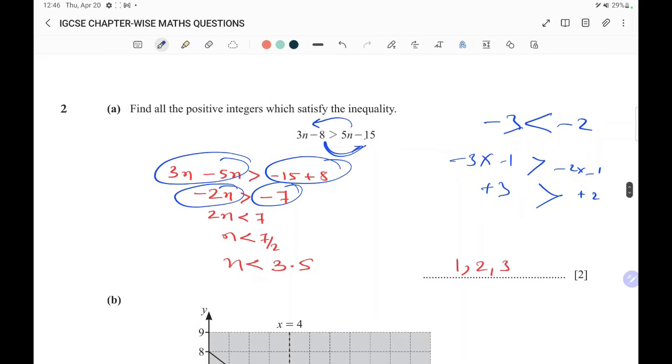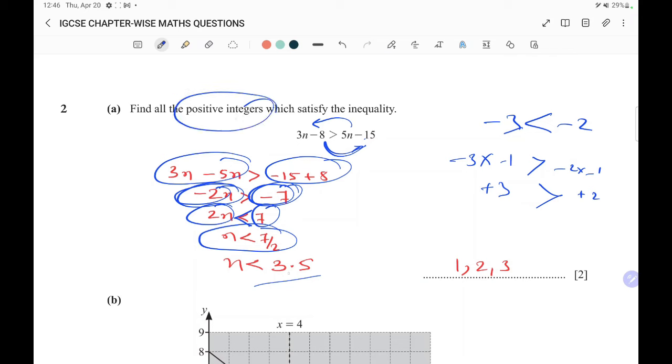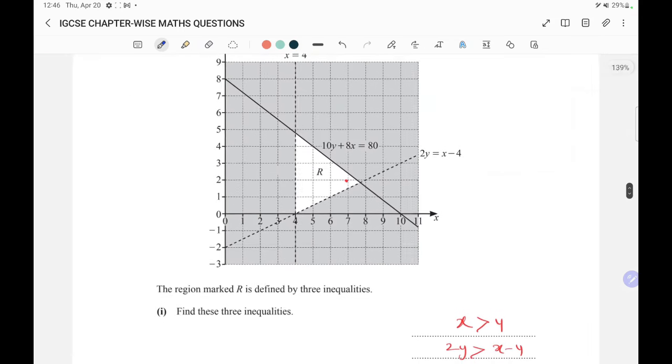So here it is minus 2n greater than minus 7. If you multiply by minus 1, then it is plus 2n and plus 7, but the sign will change. So 2n less than 7, n is less than 7 by 2, n is less than 3.5. Now it is telling us to find the positive integers. So n is less than 3.5, so the integers less than 3.5 are 3, 2 and 1. We cannot take 0 because it says positive integer.